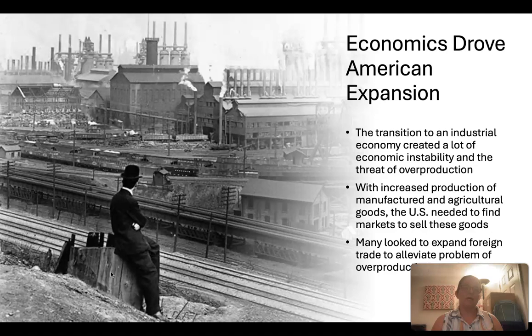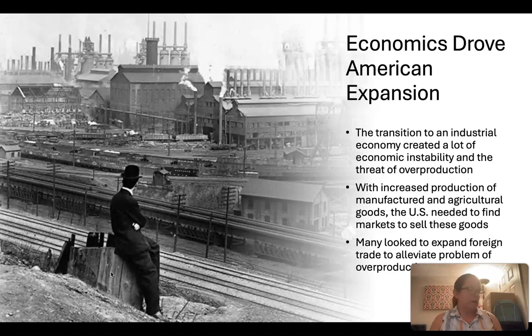People were really afraid during this period for what the future might hold for the American economy. It's not really clear how real this threat of overproduction actually was, but it seemed very real to people at the time. So a lot of people are looking for a solution to this problem. With all of this increased production of manufactured goods and agricultural products, the U.S. needed to find places to sell these goods, and many people looked to expand foreign trade to alleviate this problem of overproduction.